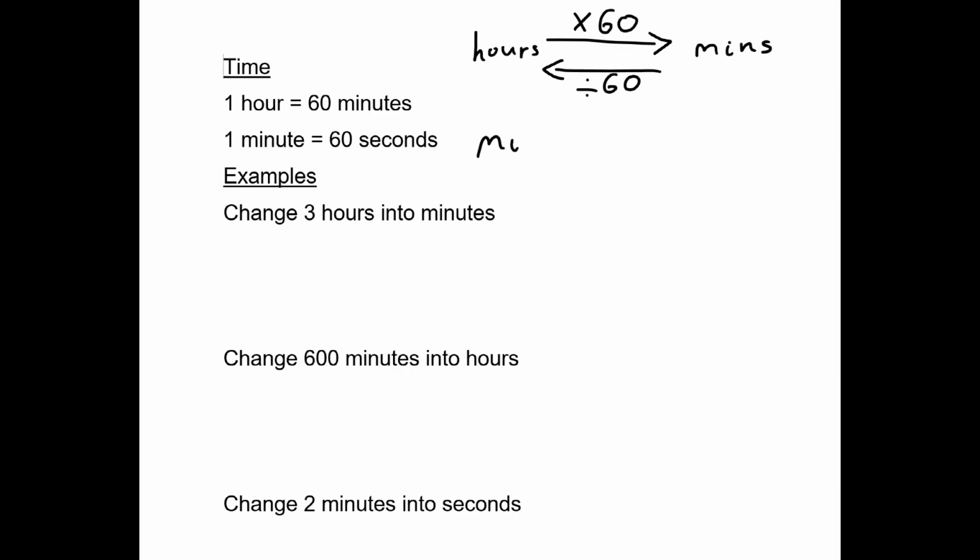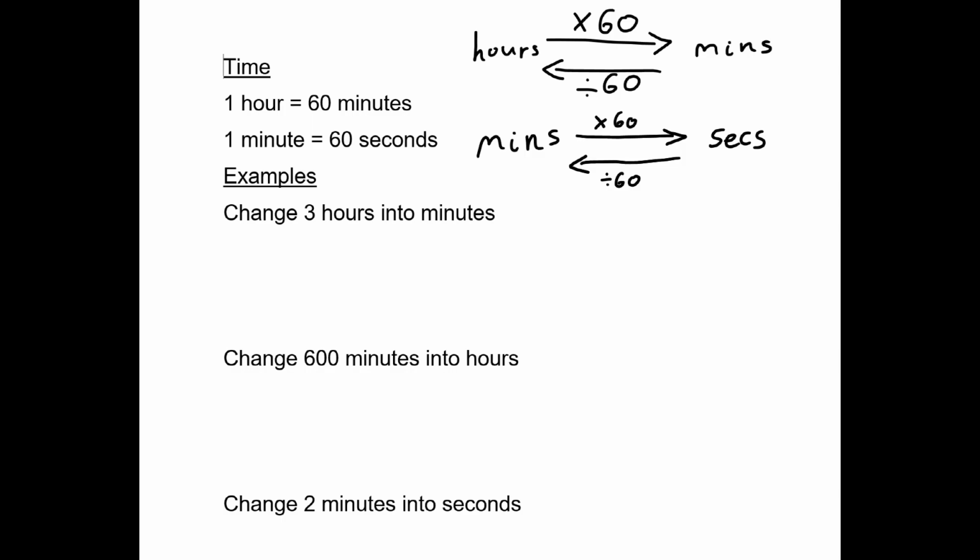Similarly, to change between minutes and seconds, to go from minutes into seconds, you would times by 60, and to go from seconds to minutes, you would divide by 60.